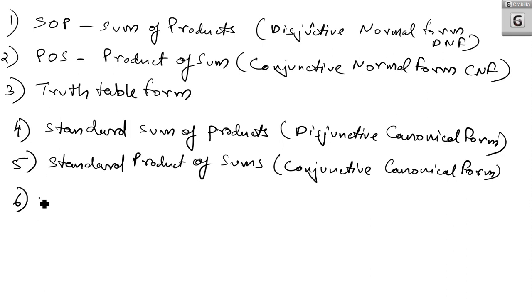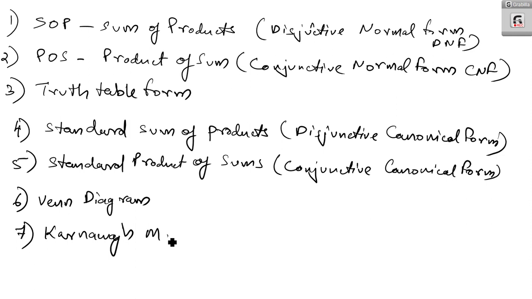Then sixth one is using Venn diagram form. Then seventh one is using Carnot map. This Carnot map is also known as K-map form. Okay. So basically these seven are the representations of how you are representing a Boolean expression. And octal representation is also there, but that is not covered in our syllabus. So these are the basic forms of representation: SOP, POS, truth table form, standard sum of products form, standard product of sums form, Venn diagram form, and Carnot map form.